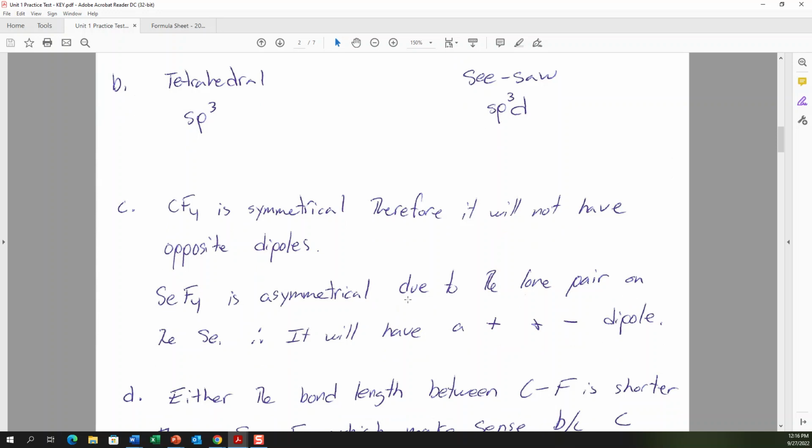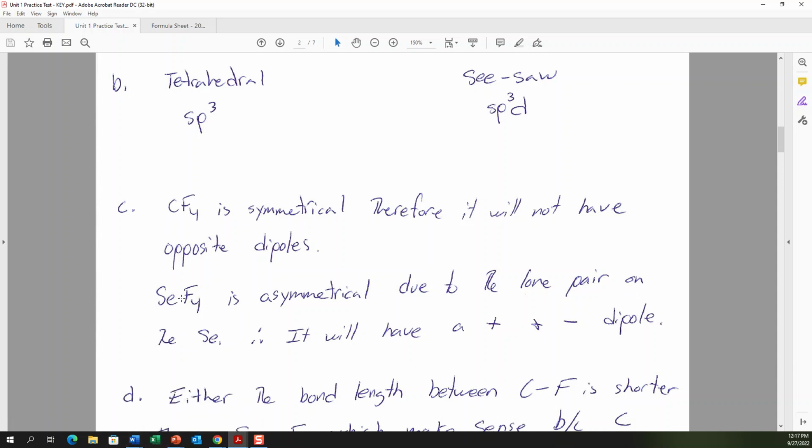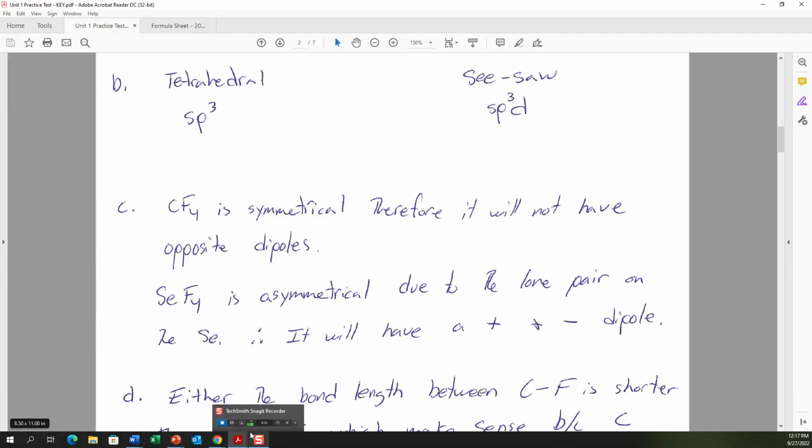Selenium tetrafluoride is asymmetrical due to the lone pair on the selenium. Therefore, it will have opposite poles, a positive and a negative dipole. So something along those lines, explaining why this one is symmetrical and this one's asymmetrical. They both have polar bonds. All right, so let's go to the next one.